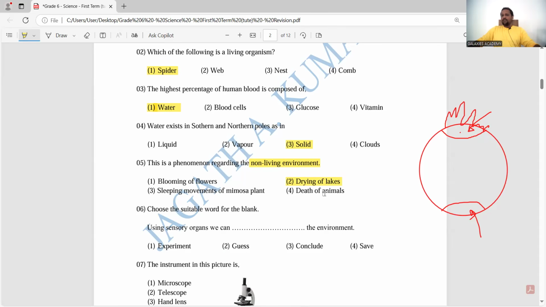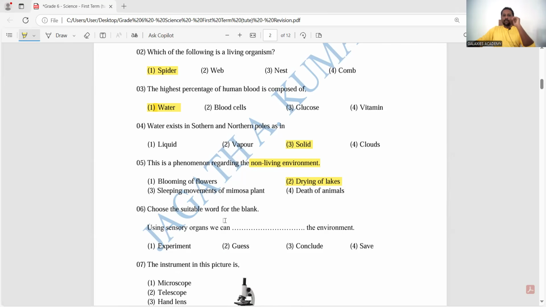Next one, death of animals. Animals also belong to the living organisms. So it is not a non-living environment phenomenon. So what is the correct answer for the fifth question? Drying of lakes. Right, then let's go to our next question. Next question given, number 6.